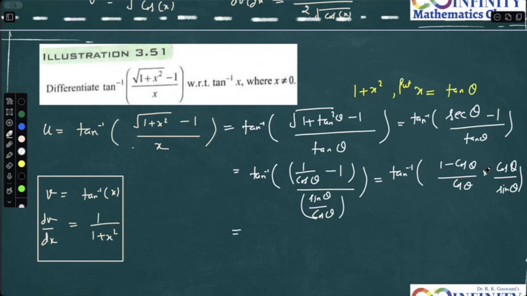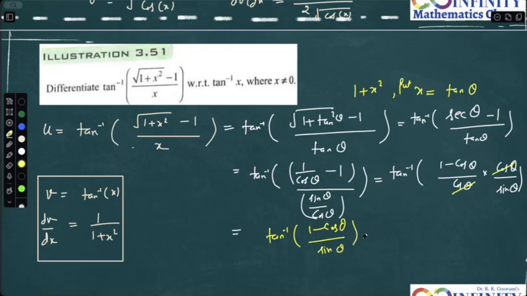If you can see, some common terms can be cancelled out: cos theta cancels out with this cos theta. You will be having tan inverse of 1 minus cos theta over sine theta.